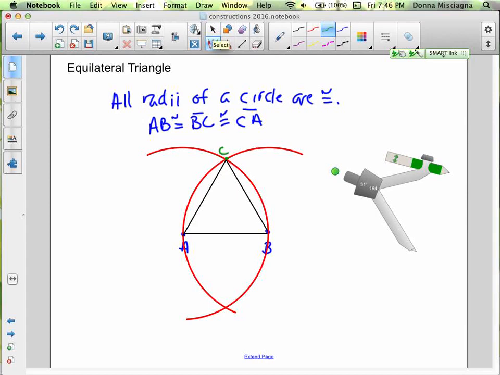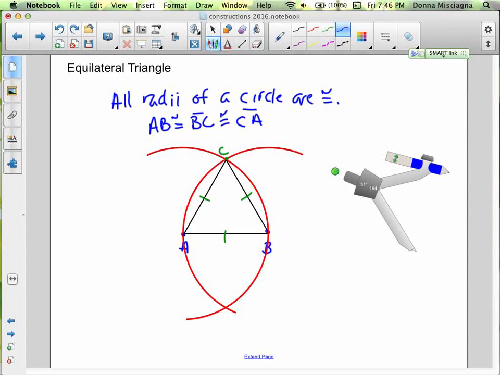All right, so now we have AB is congruent to BC, is congruent to, what did I say? AC, CA. All right, so all three sides there are congruent because those are radii, all radii of a circle. As a matter of fact, these are radii of congruent circles.